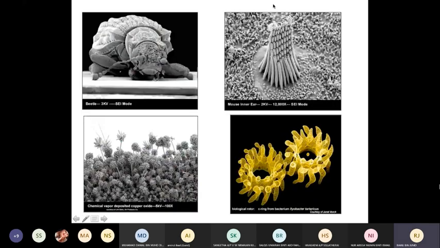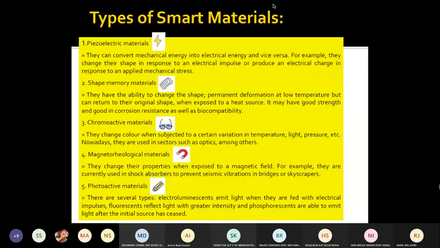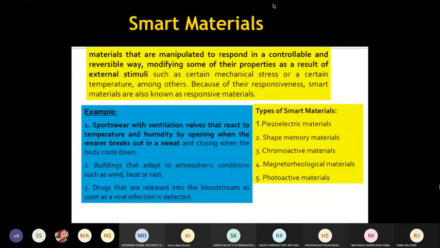I think this one we also saw last week. I showed you the YouTube already. Smart material is a material that is capable of reacting to the environment. For example, shape memory alloy, chromoactive material.